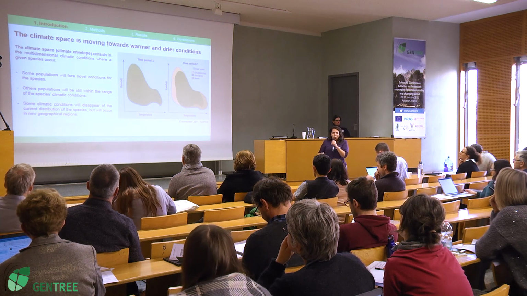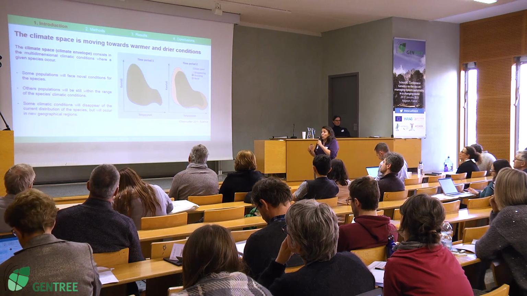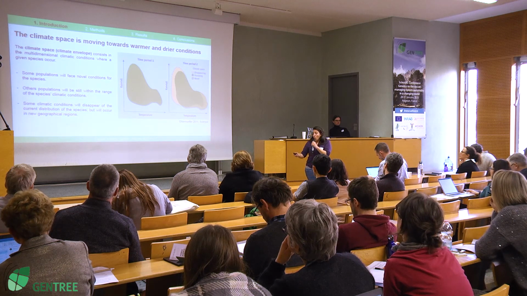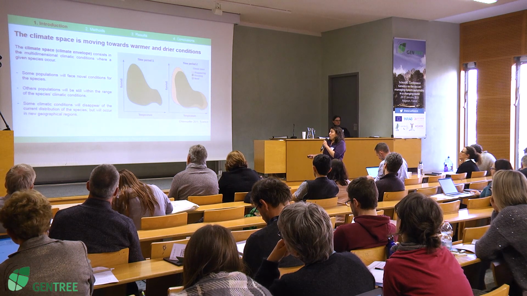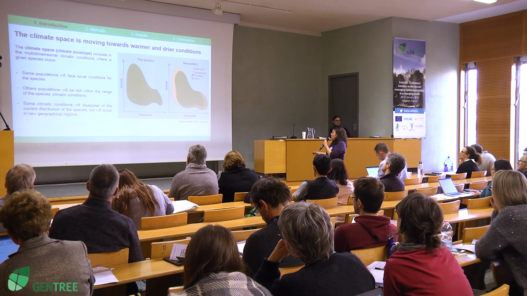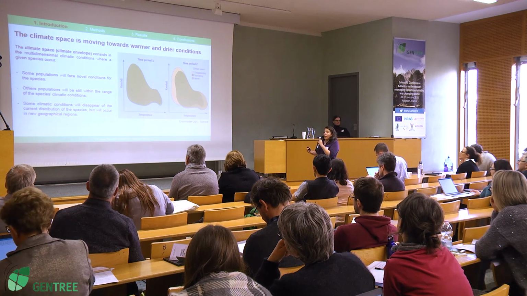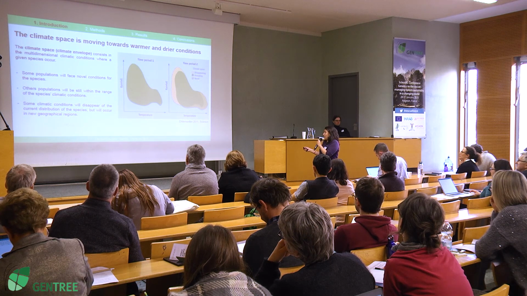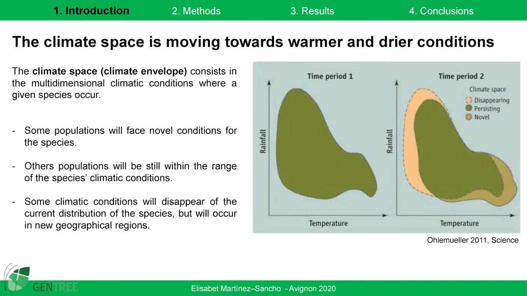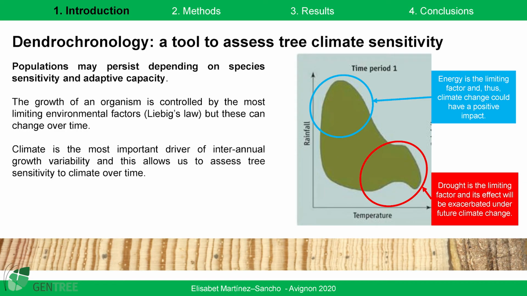However, in the context of climate change, the climate space of the species is moving towards warmer and drier conditions, which means that some populations will face novel conditions for the species, so these ones here. Others will still be in the range of the climate conditions of the species, the ones in the middle. And there are some climatic conditions that will disappear from the current distribution of the species, but they may appear in other parts of the world, so these ones here. But populations may persist depending on the species' climatic sensitivity or adaptive capacity.